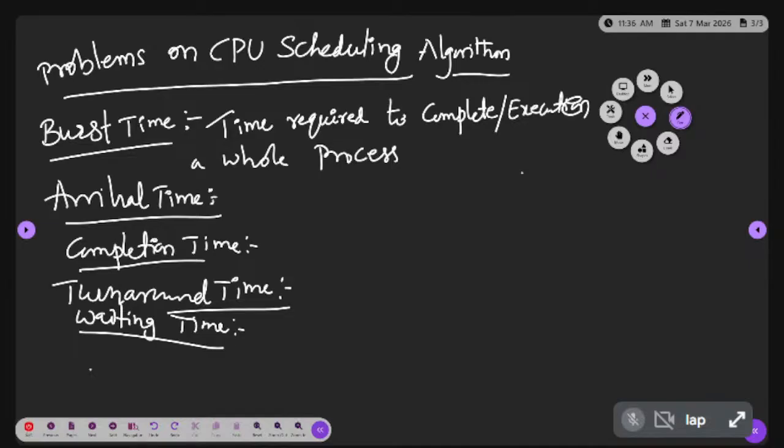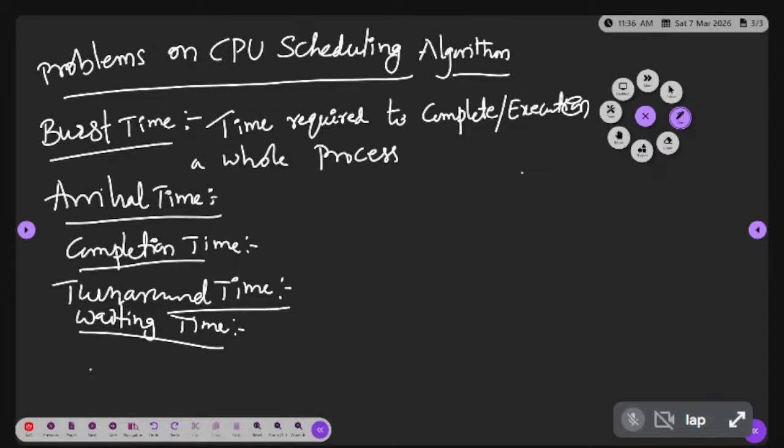Next, waiting time. This is the sum of periods spent waiting in the ready queue.